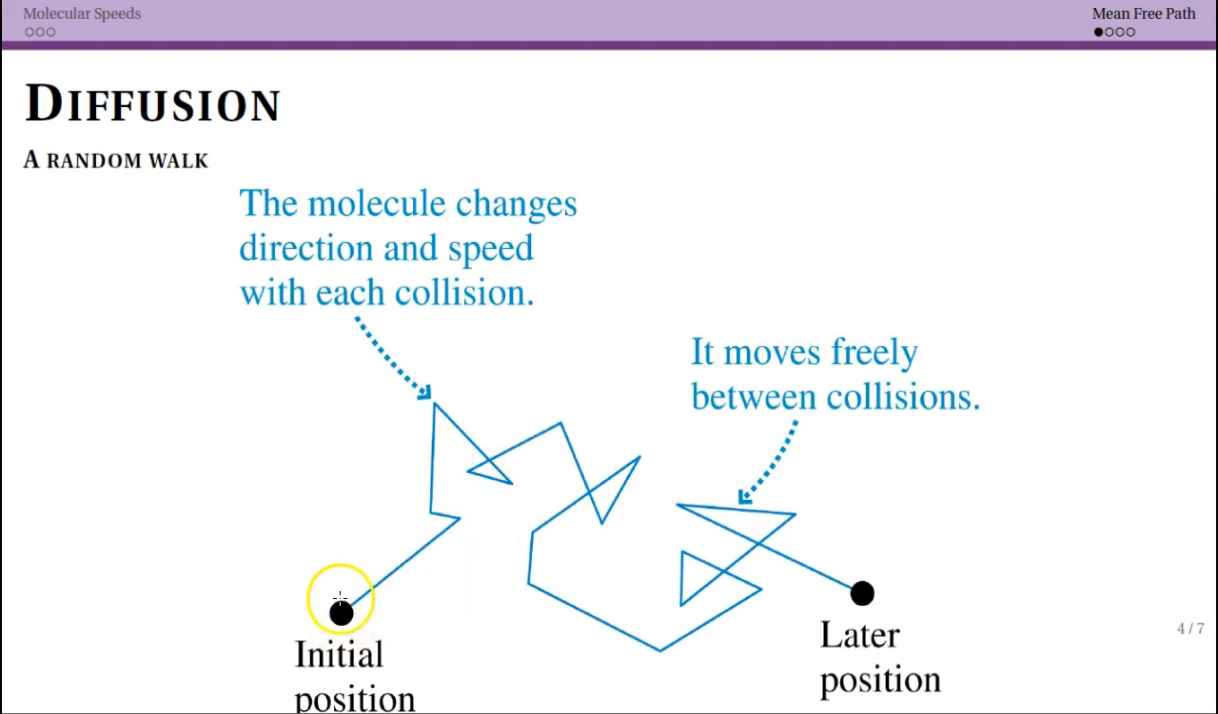So we say that it diffuses from here to there. It does not go in a straight line. It moves in small straight line segments, but then it has a collision. These collisions change the direction and possibly the speed, though later when we talk about some collisions, we'll be calculating them without speed changes. And the other thing to remember is that it really is moving freely in this straight line.